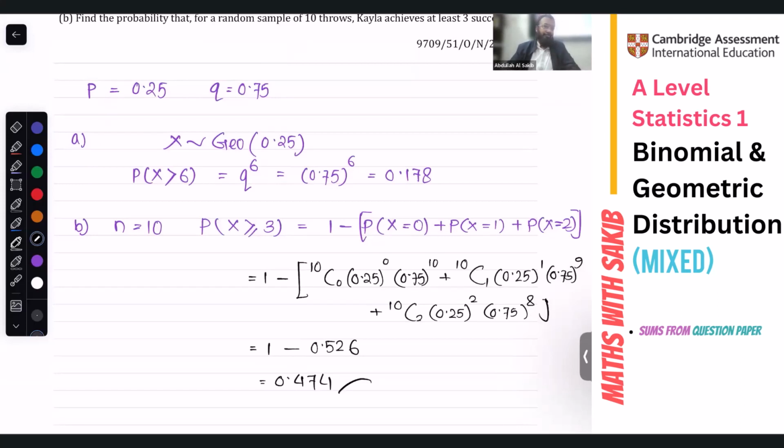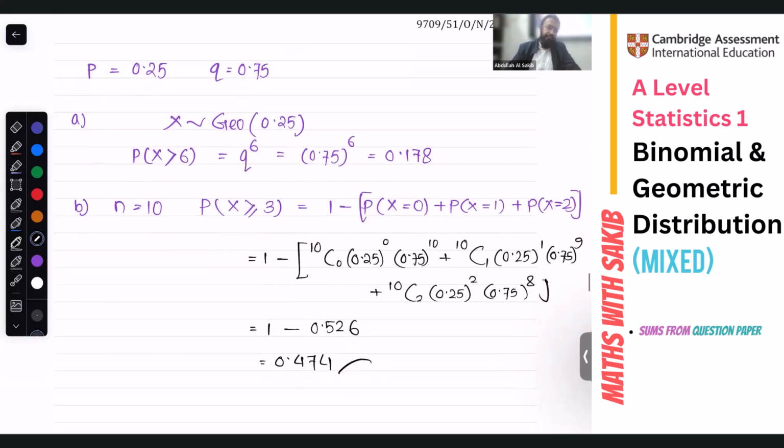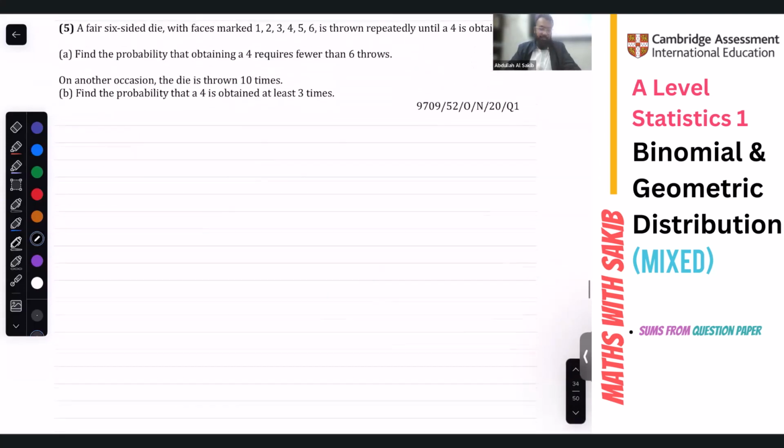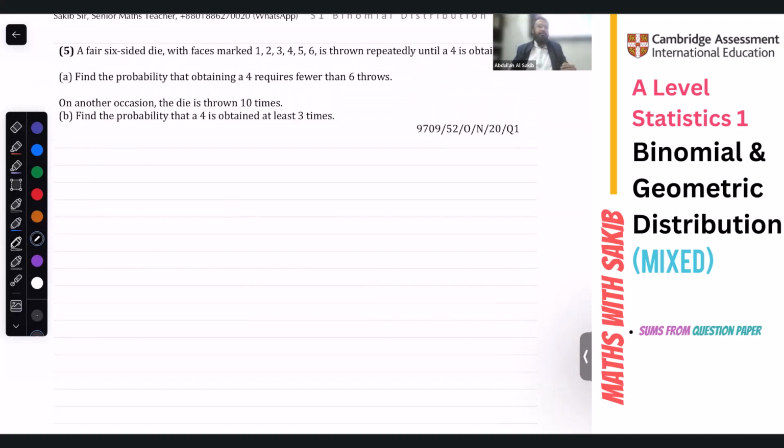Is it clear? Clear? Question number 5. Yes, sir, I'm taking 0.474. Okay, number 5. So let's do it.